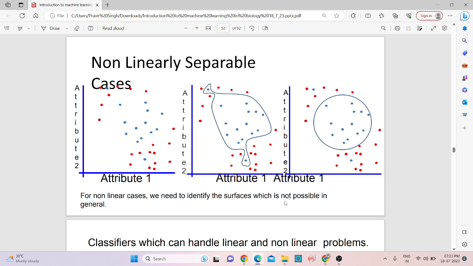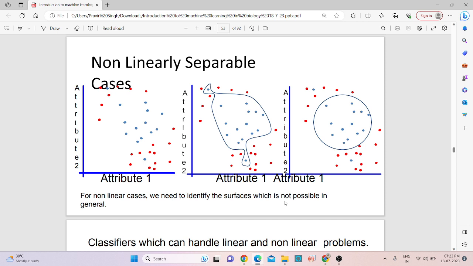Certain problems are not separable linearly. For this one, you have to draw two different lines to separate the data into different groups. For the second figure, you cannot use any linear classifier or a line to separate the data into two different groups. And for the third data, again, you cannot use a line.